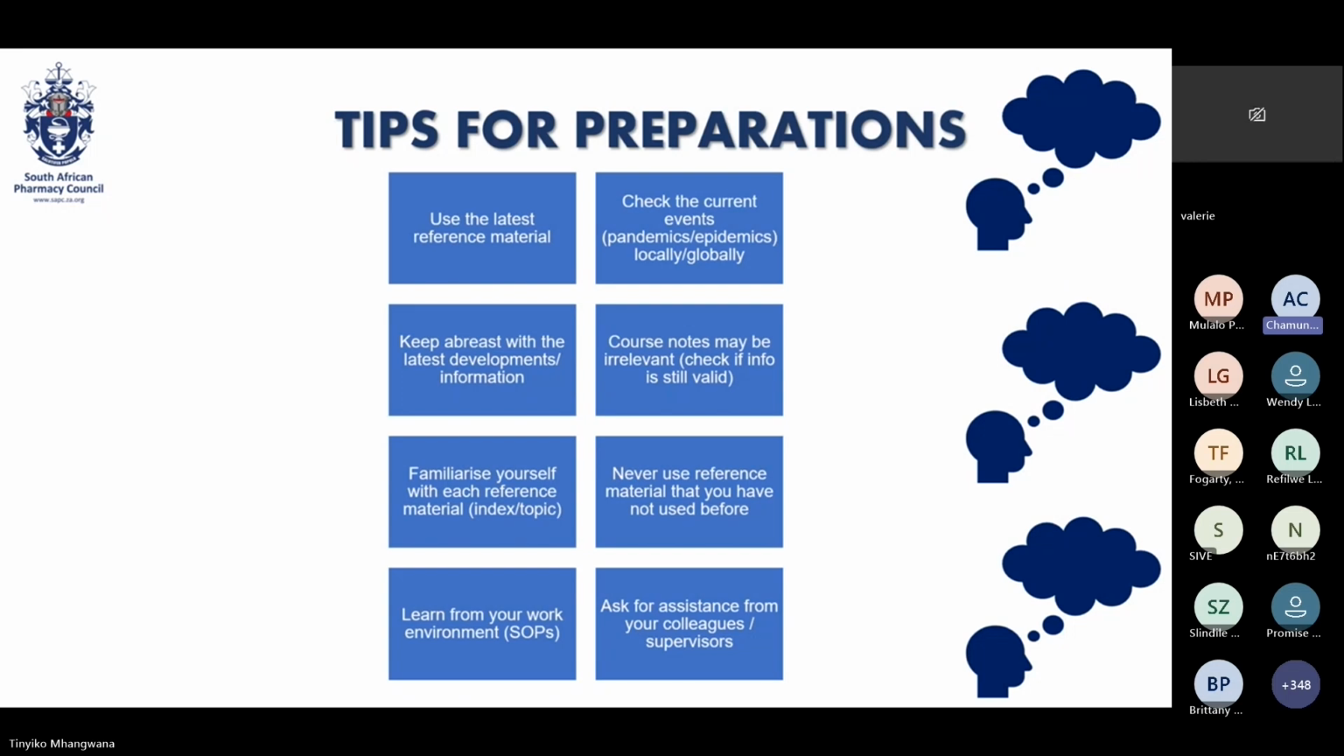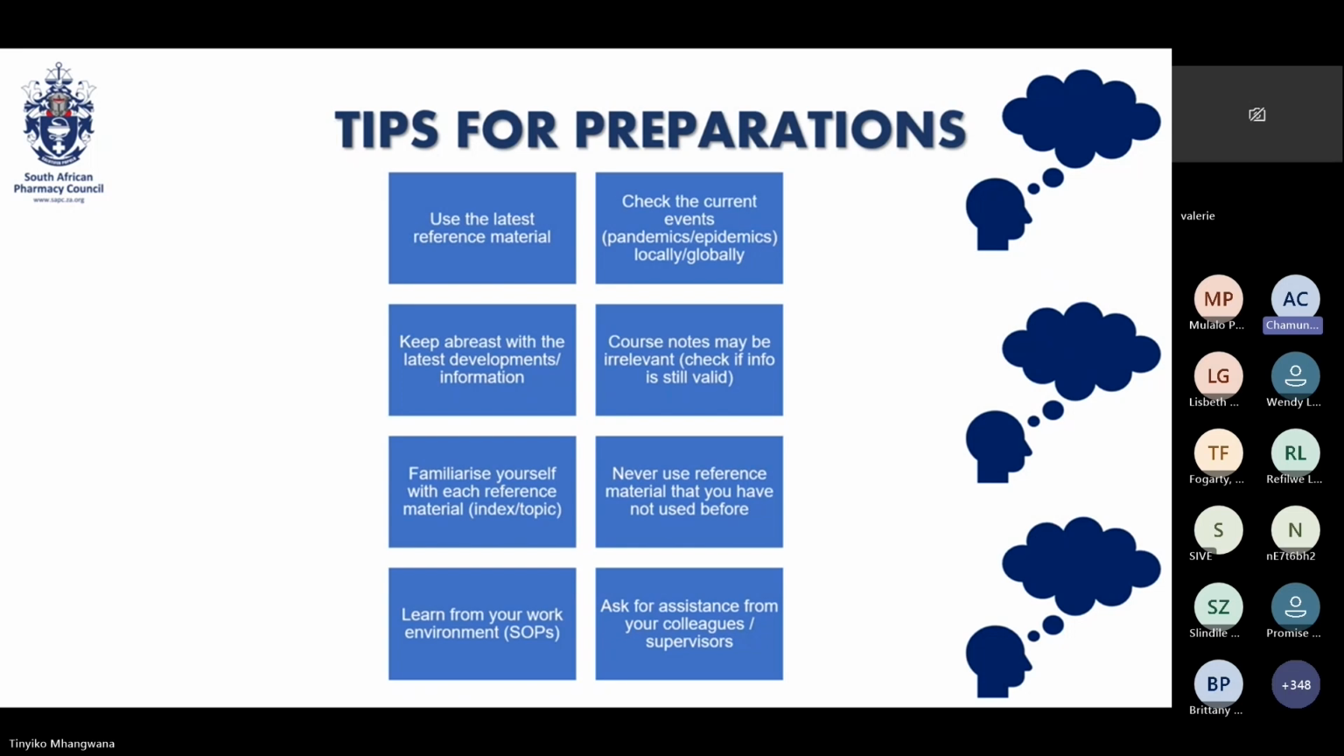Familiarize yourself with each reference material, learn from your work environment, so that it applies to your standard operating procedures. Also refer to your course notes and check if the information is valid. So check whether the information is relevant, and never use a reference that you have not used before. In an exam, it's not recommended. It's unwise for you to use a reference that you haven't used outside of the exam.